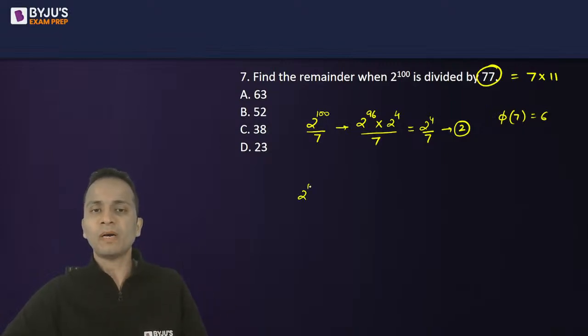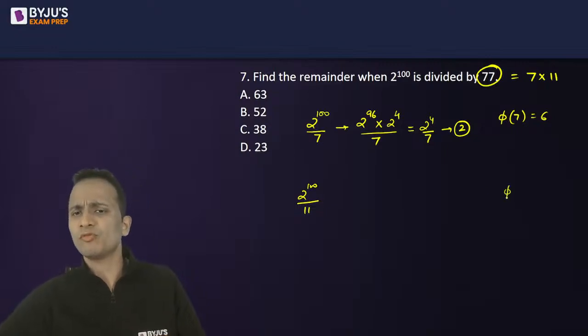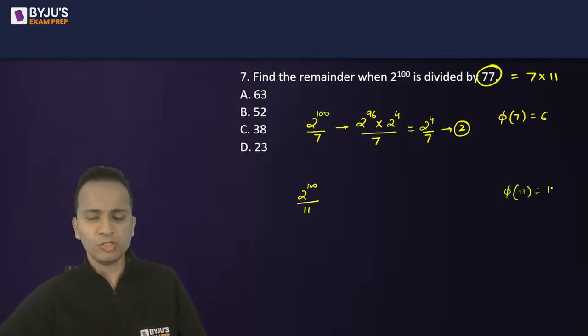Similarly, 2 raised to the power 100 when divided by 11. Again, I can apply Euler's theorem. So phi of 11 is equal to 10.